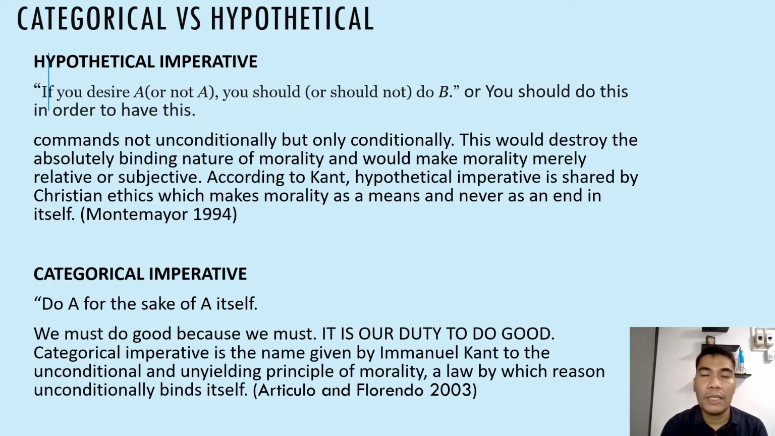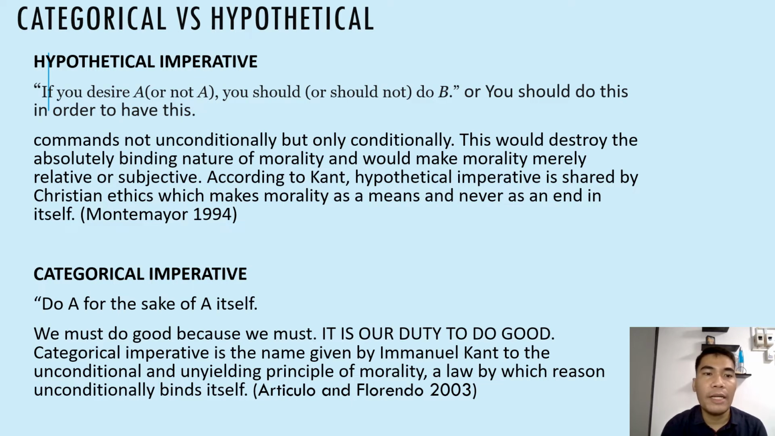According to Kant, hypothetical imperative is shared by Christian ethics, which makes morality a means and never an end in itself. The Christian, for example, unlike the Kantian, does not do good merely for the sake of doing good, nor practice virtue for virtue's sake. Christian ethics does good and practices virtue for an ulterior motive. He does this as a means to the ultimate end, to attain perfect happiness with God in heaven. So there is a condition in doing good.